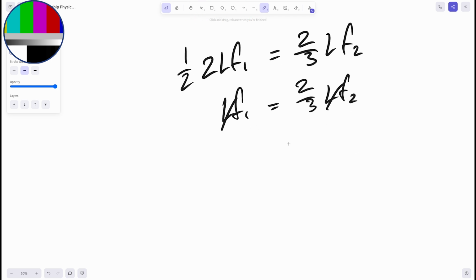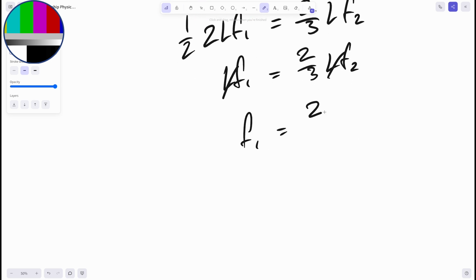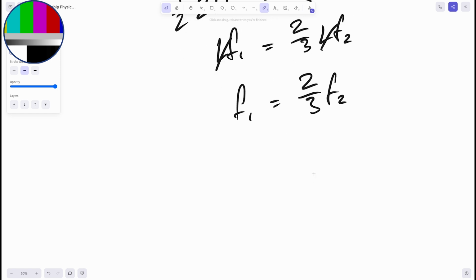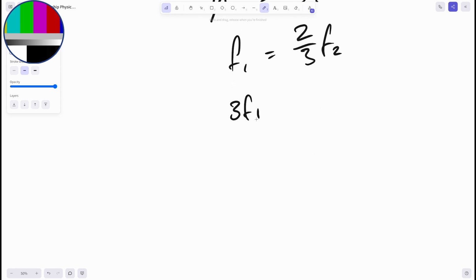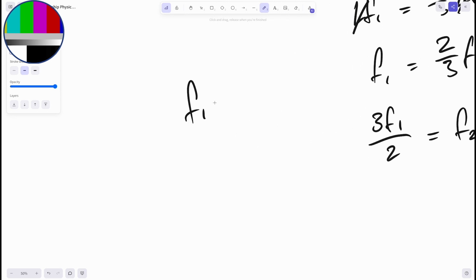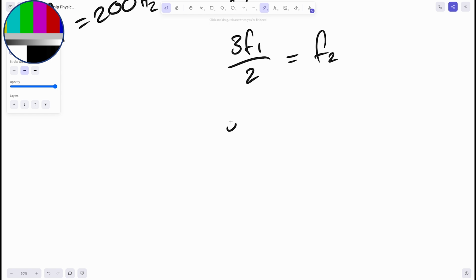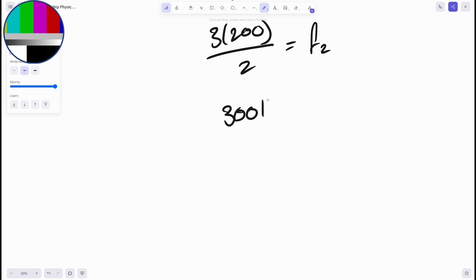Cancelling out our L's, we get f1 is equal to 2 over 3 f2, and therefore 3 f1 over 2 is equal to f2. We know that f1 is equal to 200 Hertz, and therefore 3 times 200 over 2 is equal to f2, and thus 300 Hertz is equal to f2.